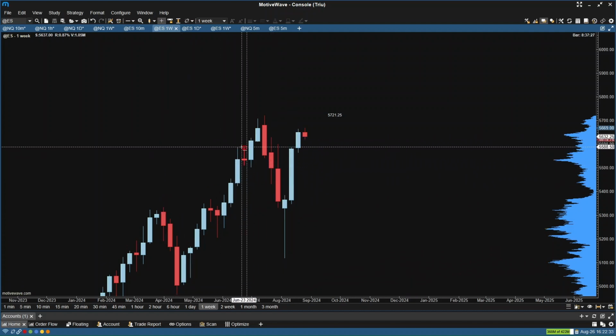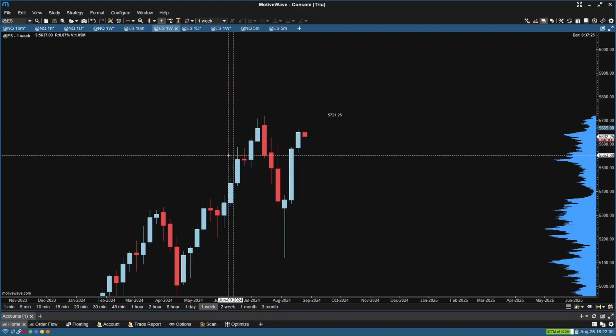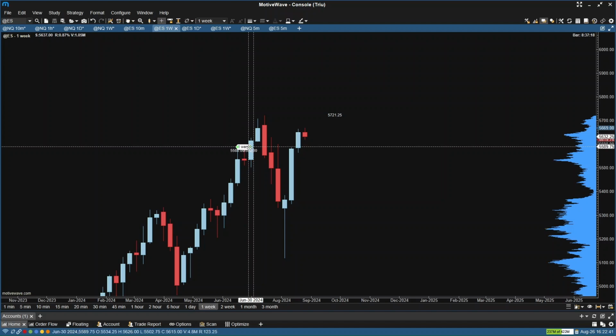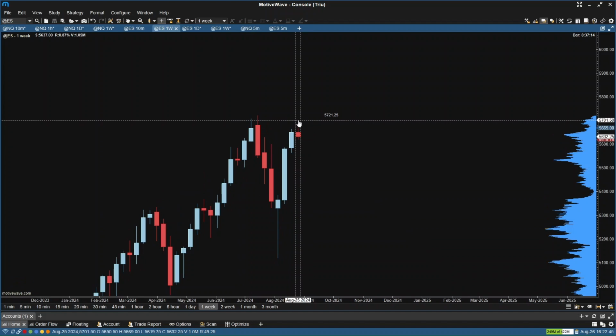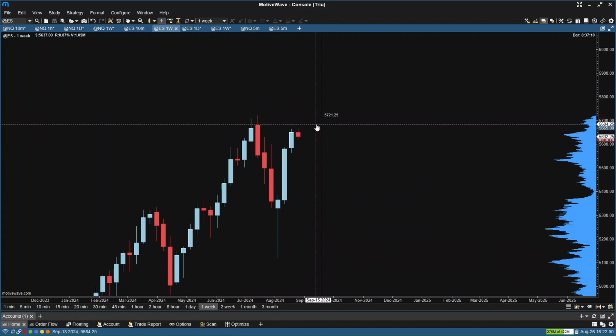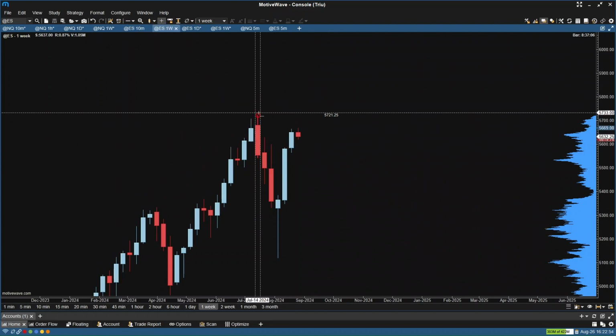For this simple reason: everyone sees these levels. This is what everyone sees, and by seeing what everyone sees, you allow yourself to play those better. You're not randomly trading highs and lows, you're trading highs and lows with levels attached to that. This is the way I do it.